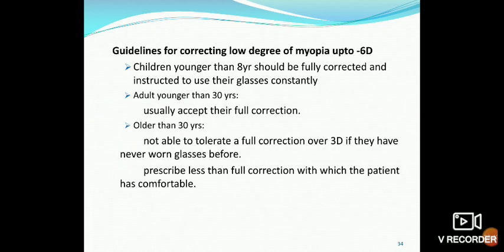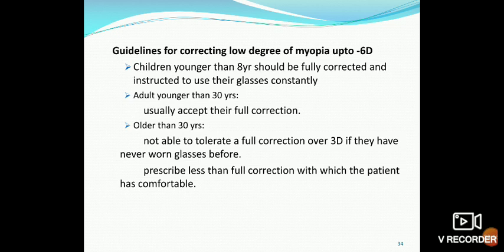Okay. There are various guidelines for correcting myopia. Children younger than 8 years of age should be given full correction and instructed to use their glasses constantly. Young adults younger than 30 years of age also accept full correction. Full correction can be given to them also. But never overcorrect, even in children, even in adults.